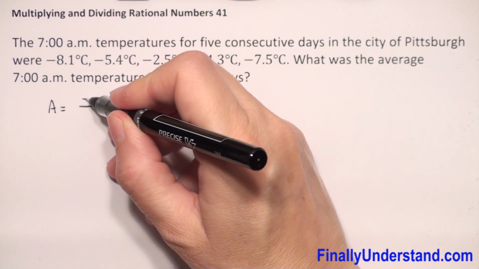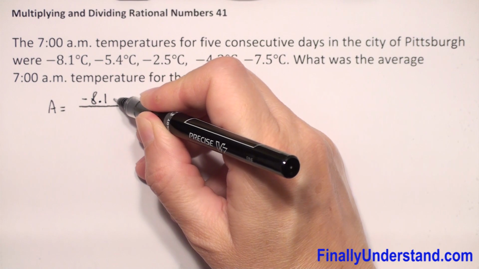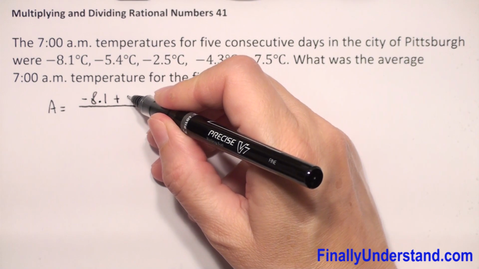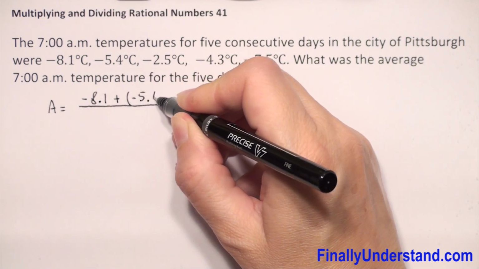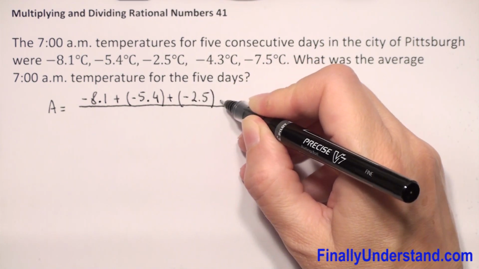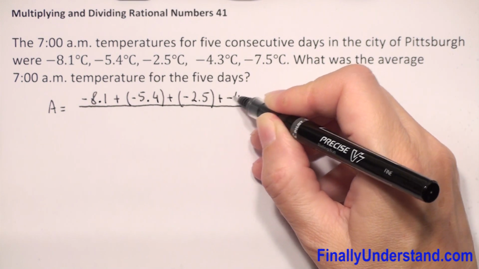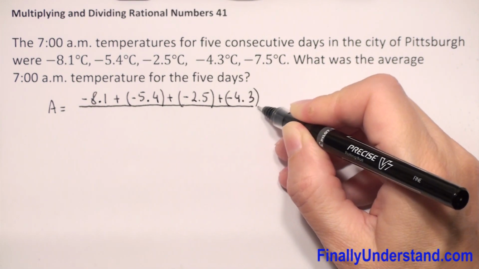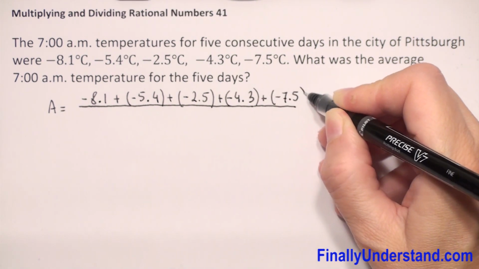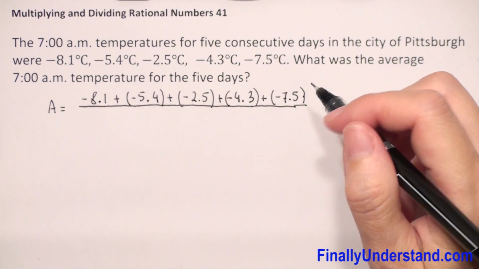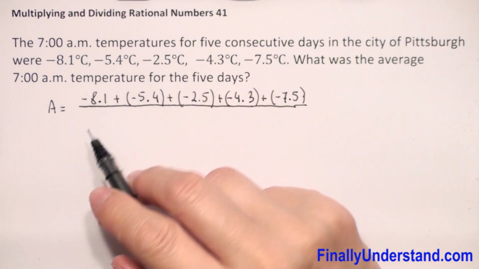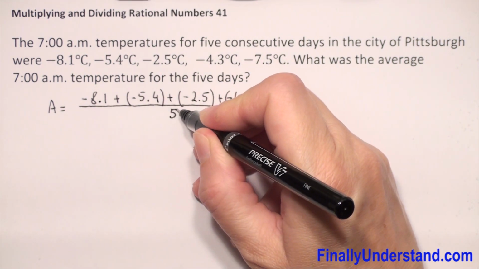So we have negative 8.1 plus, we have to not forget about degrees Celsius, plus negative 5.4 plus negative 2.5 plus negative 4.3 and plus negative 7.5. And this sum we have to divide by the number of numbers. We have 5 days, 5 results, so we divide the sum by 5.